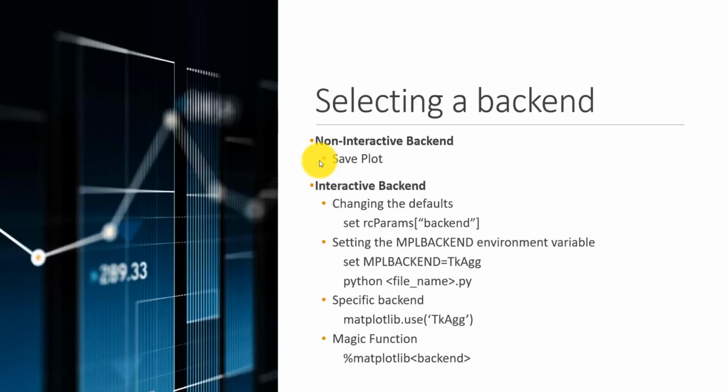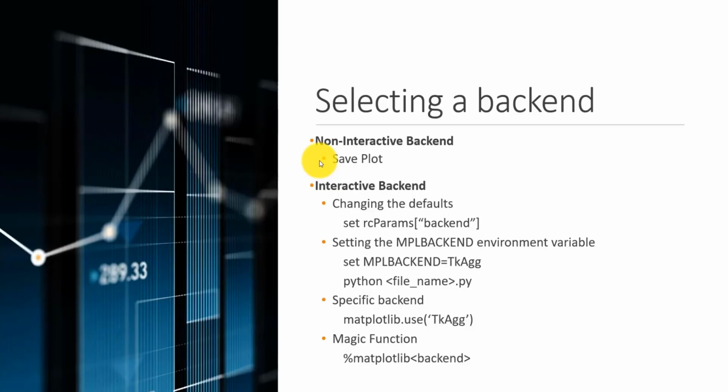So the setting of a non-interactive backend in Python and IPython shell is saving a plot. To set up this thing, we have to save the plot which we discussed in the previous module, and the command to save it is matplotlib.pyplot.savefig. So our main focus is the setting of an interactive backend in Python and IPython shell.